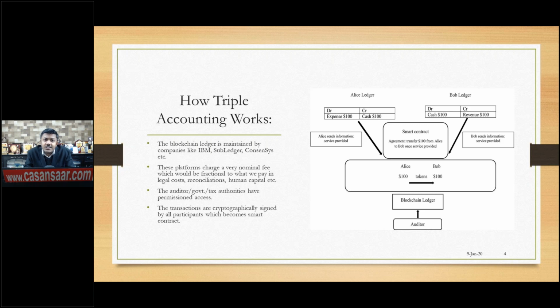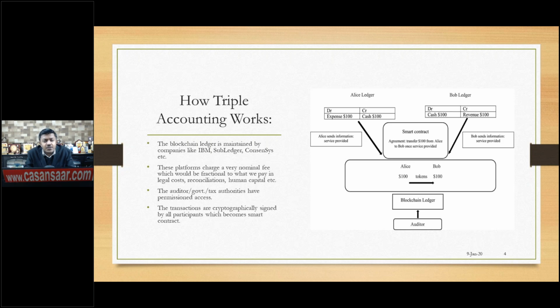Triple accounting is done on a public ledger that is maintained by a third party. I'm taking the example of IBM here. There are other parties like Consensys, Subledger, etc. These are startups working on making triple accounting possible. A third entry that is generated is recorded on a public ledger. That public ledger is run on a blockchain network. This complete network and the public ledger are maintained by a third party, like I said, IBM.